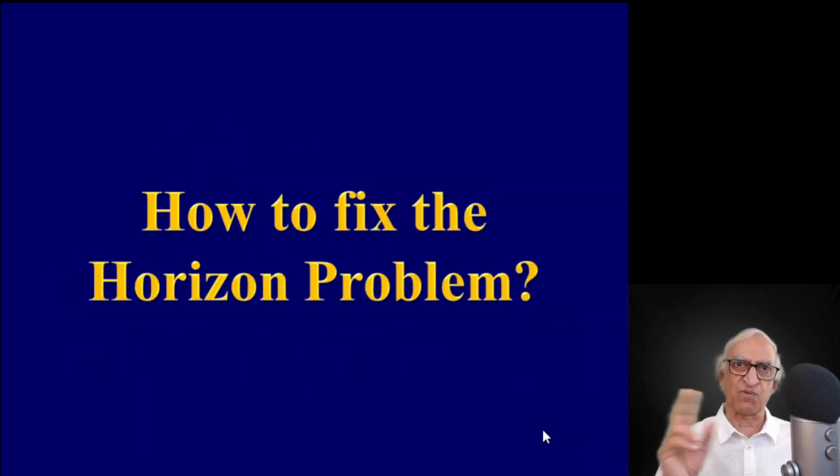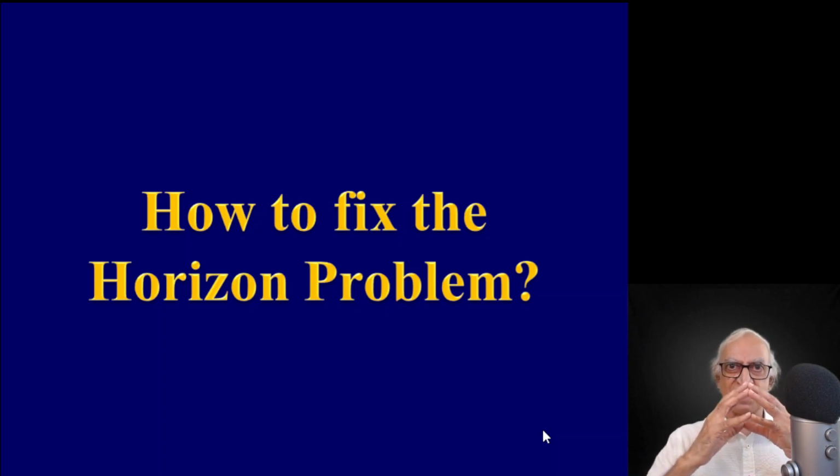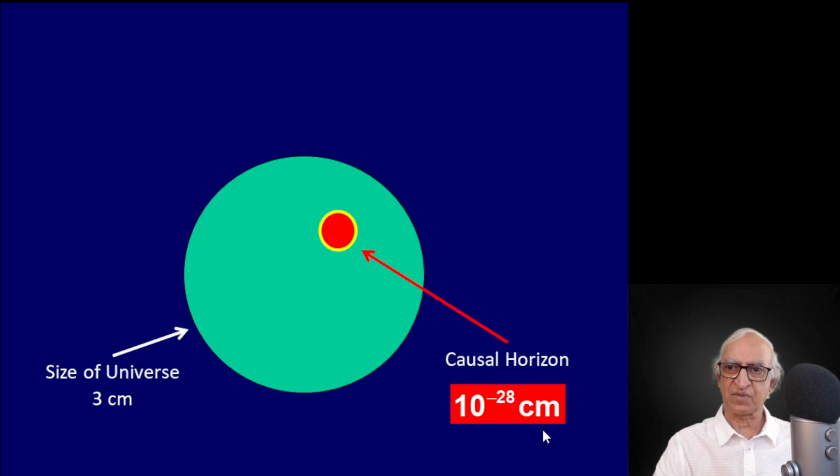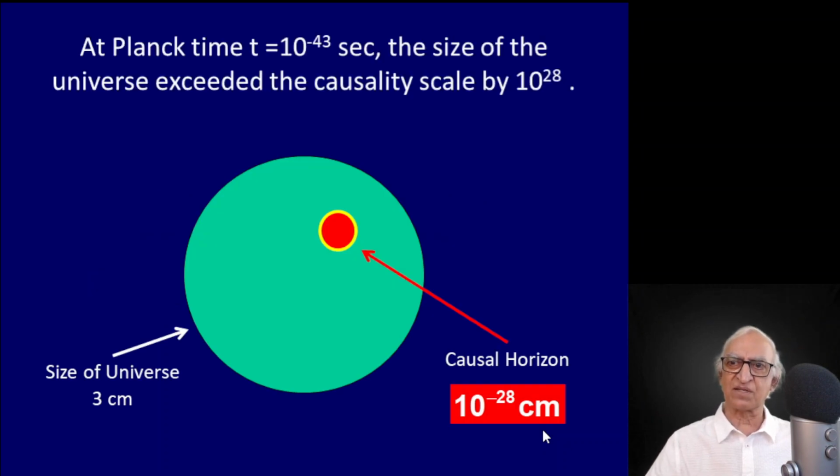Now, so these are the two problems. The horizon problem, which is to understand the observed homogeneity of the universe, and the second is the flatness problem, which is to understand why omega is so close to 1. Observations tell us that omega is 0.3 as far as matter and radiation are concerned. So now, this is what I said before.